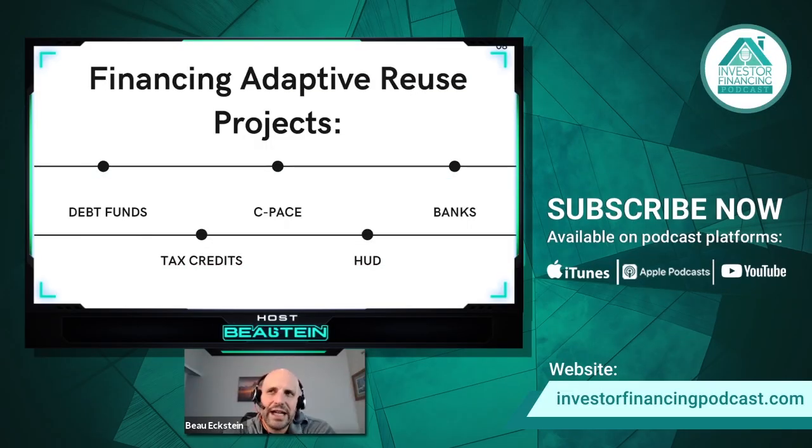You can also stack in historic tax credits. If this is a historic building, you're seeing a lot of that kind of stuff. There are all different tax credits, not just historic tax credits. And then also for heavy substantial renovation, HUD offers a phenomenal program for these types of heavy reuse into multifamily. So there's financing for these types of projects.